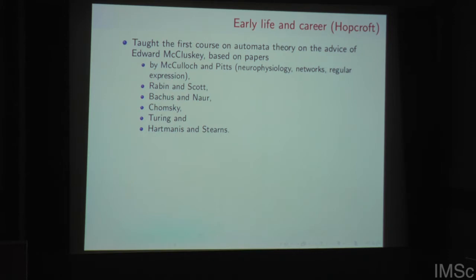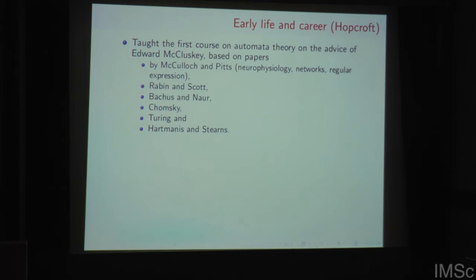There's one by McCulloch and Pitts, which actually was something about some neurophysiology work. In some sense, they were trying to model and capture strings that come out of some electrical pulses, and they ended up with this notion of regular expression. And you probably know about all of the other papers. Rabin and Scott, who discovered finite automata, non-determinism, and they also proved that the language accepted by this machine they developed is exactly what these guys came up with.